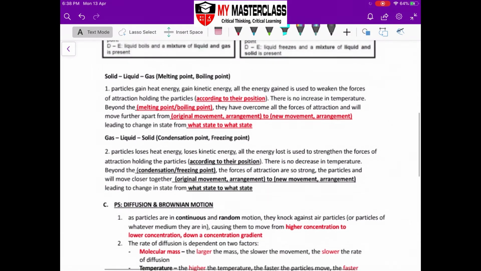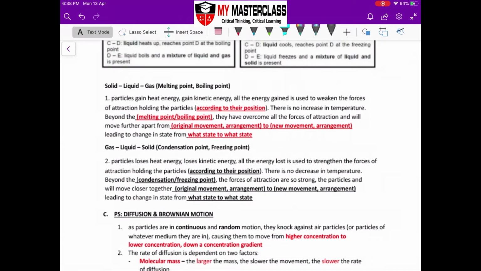Next part, this is again a repetition of how we describe a change in state using energy. When my solid turns to liquid turns to gas, what's happening? My 0 degrees ice turns to 25 degrees, turns to 100 degrees. So this is increasing, right? I gain energy. So what happens when you heat it? The particles gain heat energy, and then they gain kinetic energy. This is your moving energy, right? This energy is used to weaken the attractive force holding the particles according to their position.